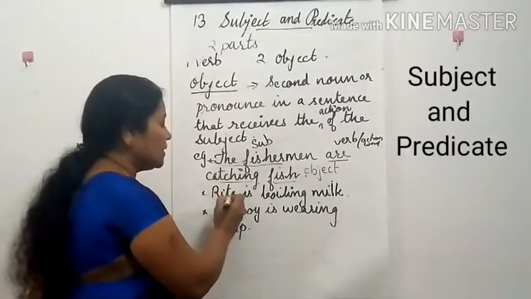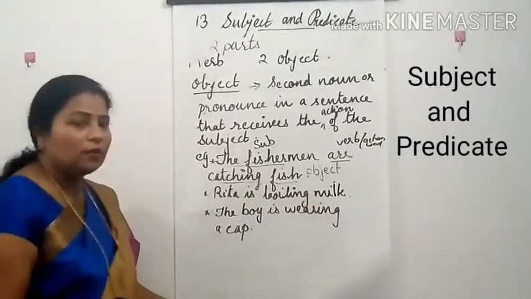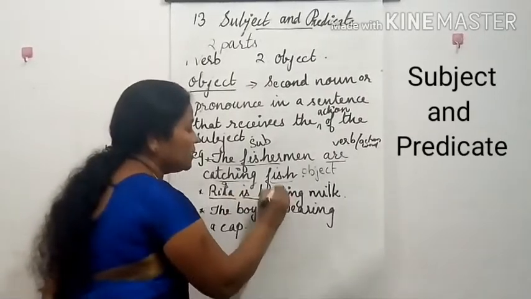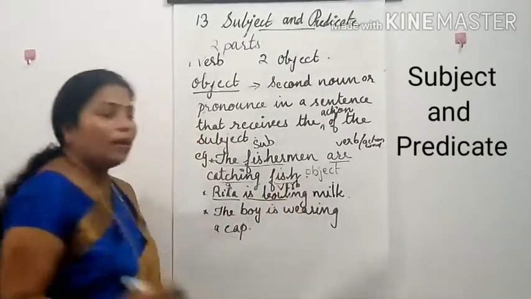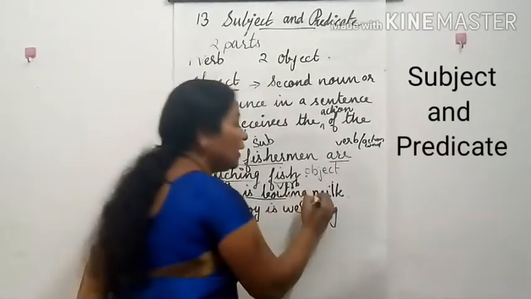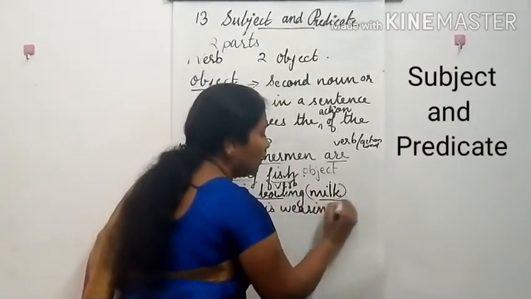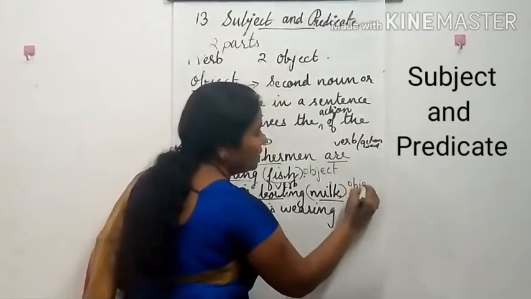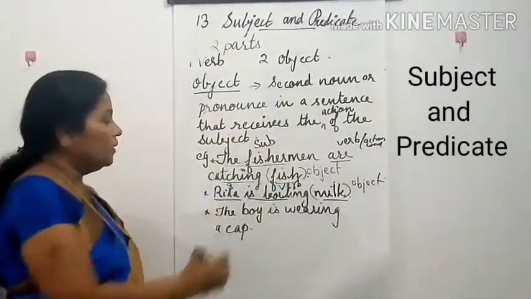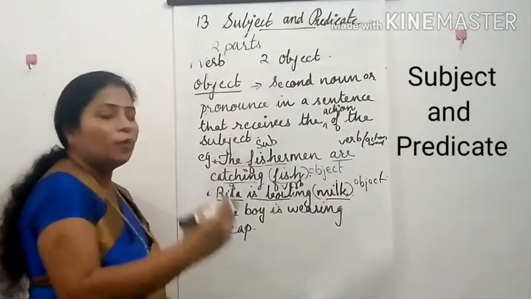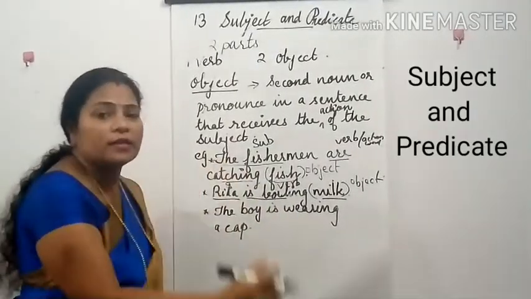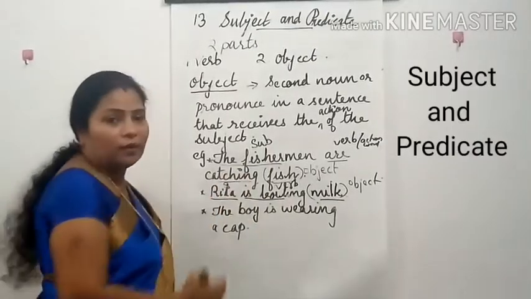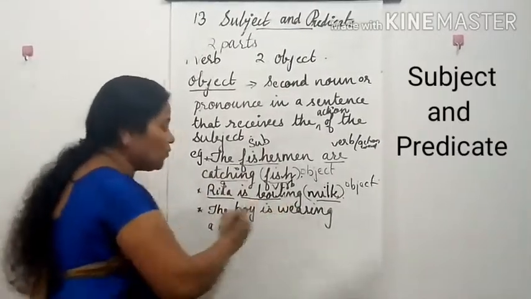Let's see here. Rita is boiling milk. Rita is our subject. Is boiling is our verb. And boiling what? She's boiling milk. So milk becomes our object, right? Who receives the boiling action? Milk. And who is doing that action? Rita, right?